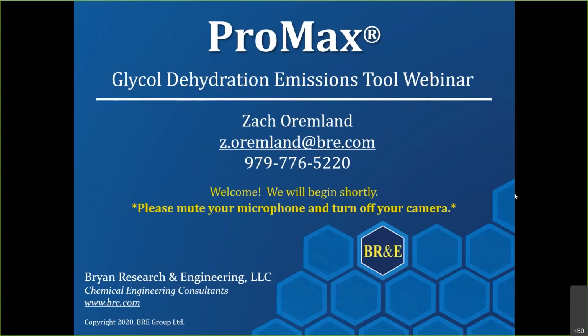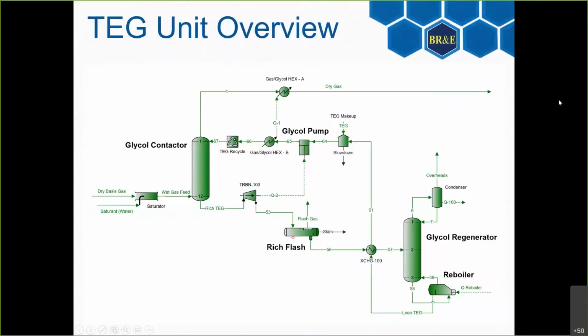Let's just jump right in here. We're going to start with a brief triethylene glycol unit overview, just to explain what the purpose of it is and how people use ProMax to model these units. A triethylene glycol, or TEG, unit is there to remove water from hydrocarbon vapors. The reason we do this is we need to meet some kind of pipeline specification. Either this gas is lean enough to be delivered to homes and residential areas, commercial areas, or it needs to be further processed, and water needs to be removed to do this further processing.